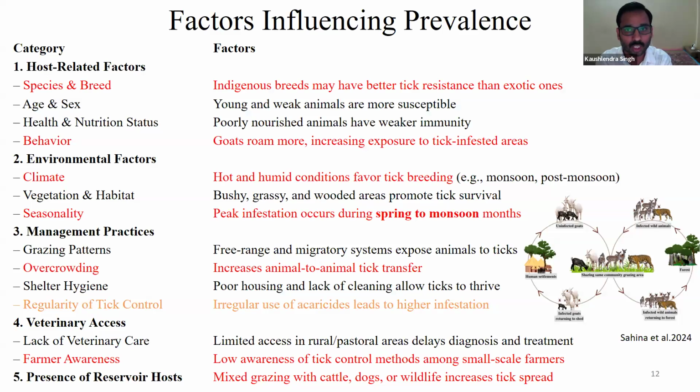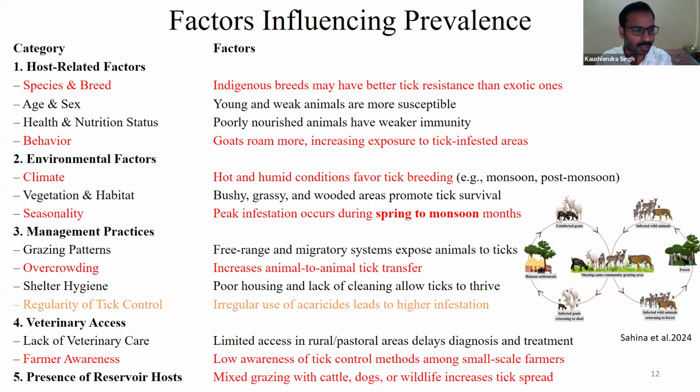These are the factors that influence the prevalence, like the host-related factors: the species and breed. Indigenous breeds may have better tick resistance than exotic breeds. If we talk about behavior, goats roam here and there more, which increases the exposure to tick-infested areas. Coming to the environmental factors, the climate: hot and humid climate favors tick breeding. And seasonality: peak infestation occurs during the spring and monsoon months.